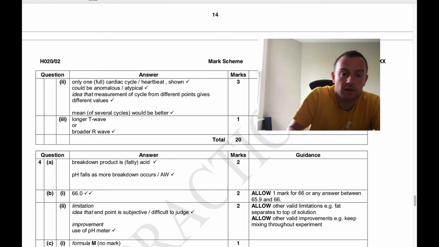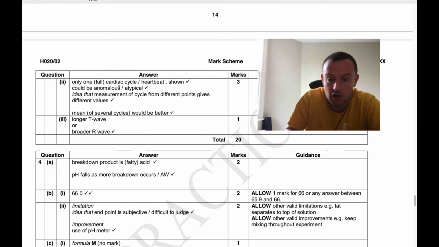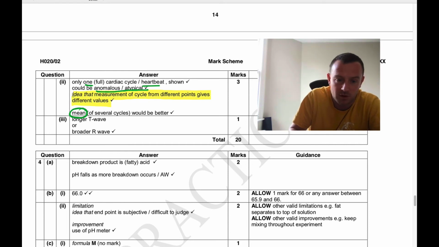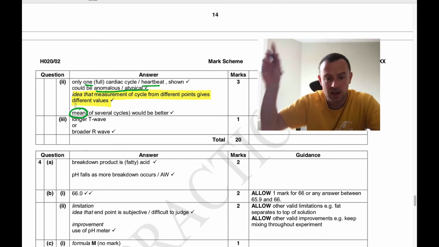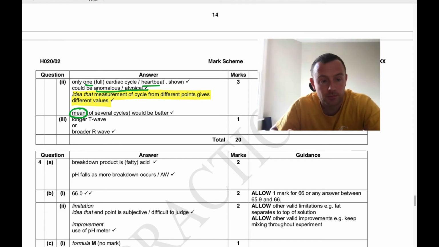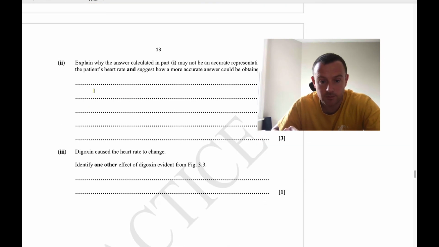So we're only looking at one cycle or heartbeat, only one heartbeat, so it could be anomalous or atypical. So the idea that measurement, and also the mean, would be better. Also, this is an extra one which we've been talking about: the idea that measurement of the cycle from different points gives different values, depending whether you measure at the beginning of the QRS complex or the T wave, etc. Right, on to the next one.